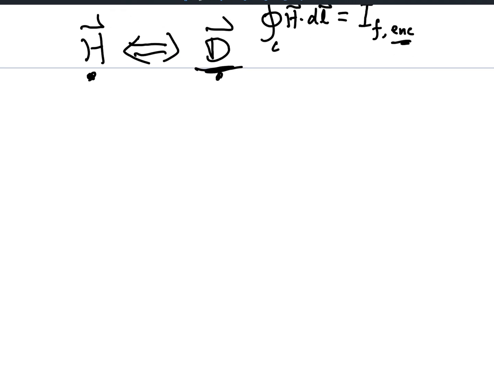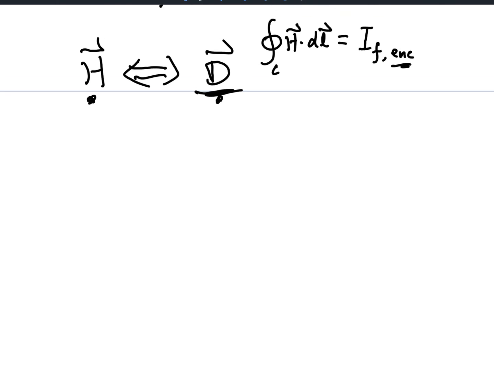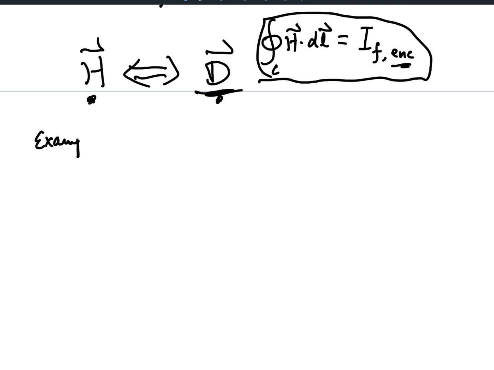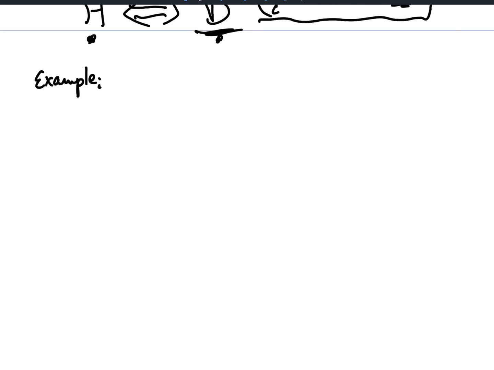Okay, so this is what we have. Once we have this, we can try to use a simple case to apply this new Ampere's law for a magnetized object. So now let us think of this example.